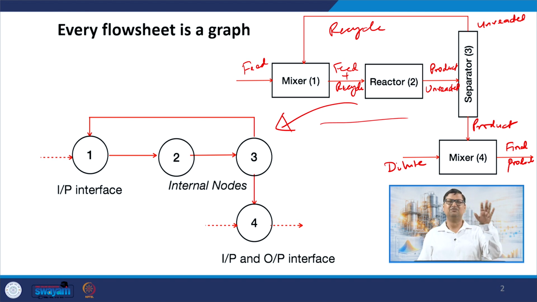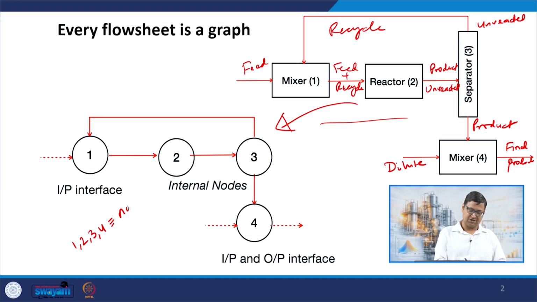You can imagine that it's a flow sheet, but what I am discussing, at least in this class and the following couple of classes, is just an abstract notion of a graph that need not be a chemical engineering flow sheet. It can be any graph for whatever reason, right? So in this particular case, we have 4 nodes, right? So 1, 2, 3, 4 are what I call nodes, or I can also call them my units. I can also call them vertices.